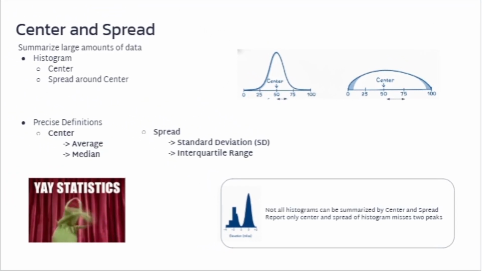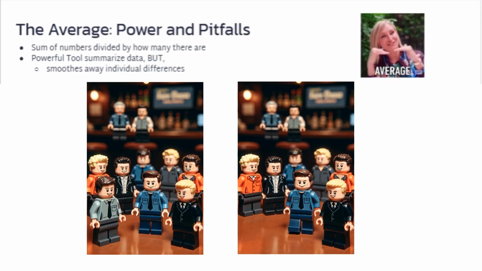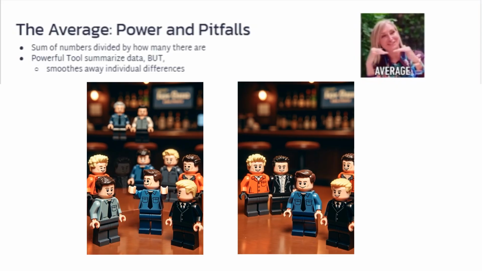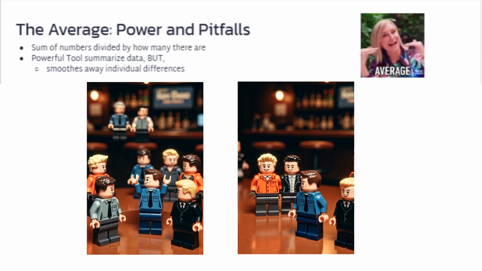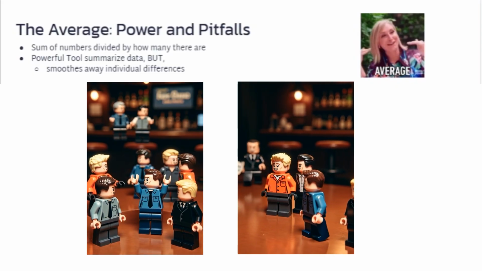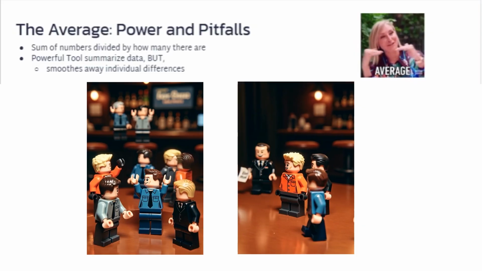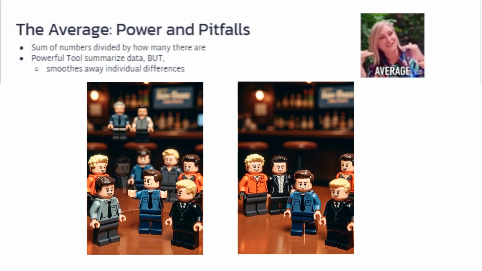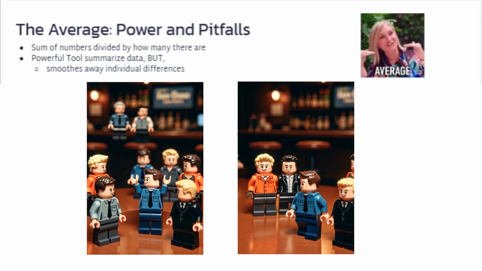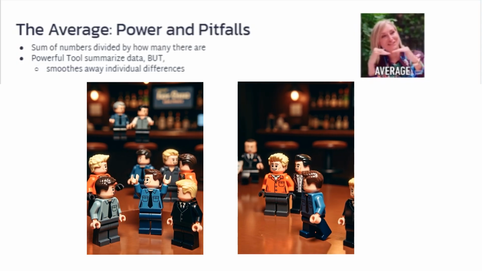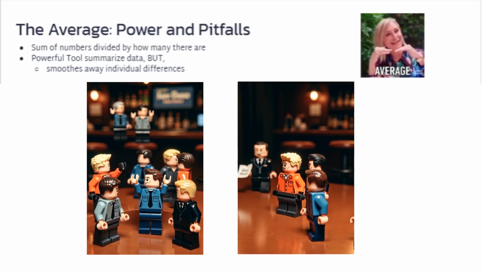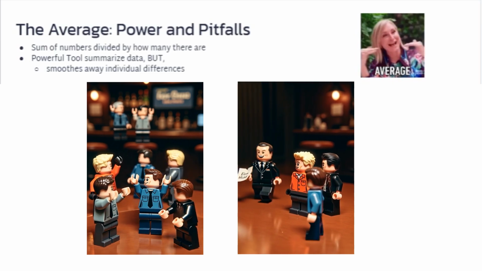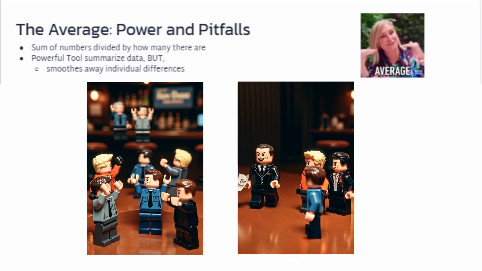So let's look at the average. The average of a bunch of numbers is their sum divided by how many they are. That's how we calculate the average of a bunch of numbers: we sum them up, and then we divide by how many there actually are. It's a simple but powerful tool to summarize data.